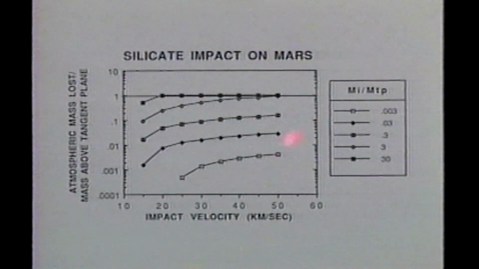And although I didn't write these masses out in units of the projectile or of the mass above the tangent plane, it turns out that we have to get up around 10 times the mass above the tangent plane at velocities of 20 kilometers a second before we can get the entire mass stripped because of this coupling inefficiency.